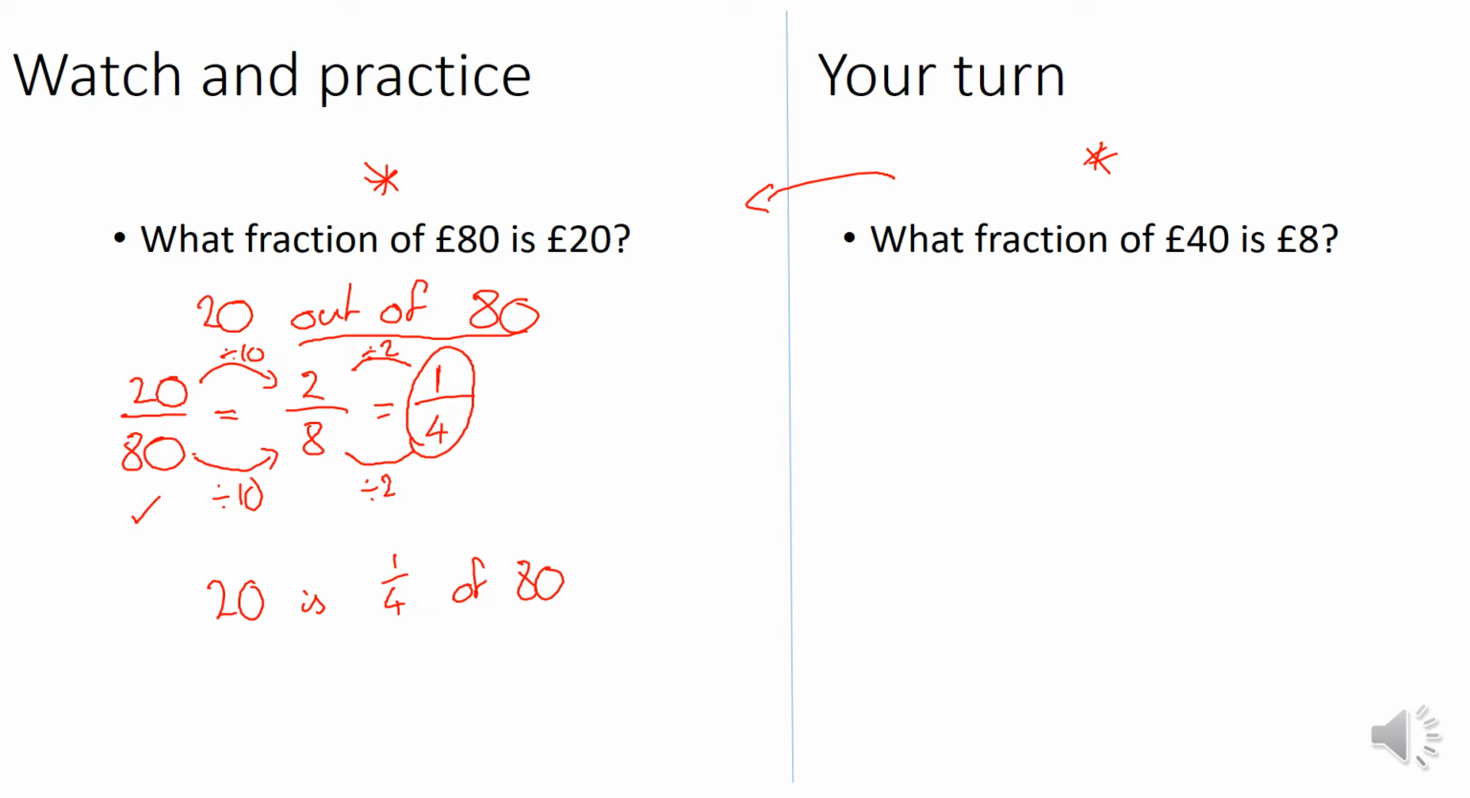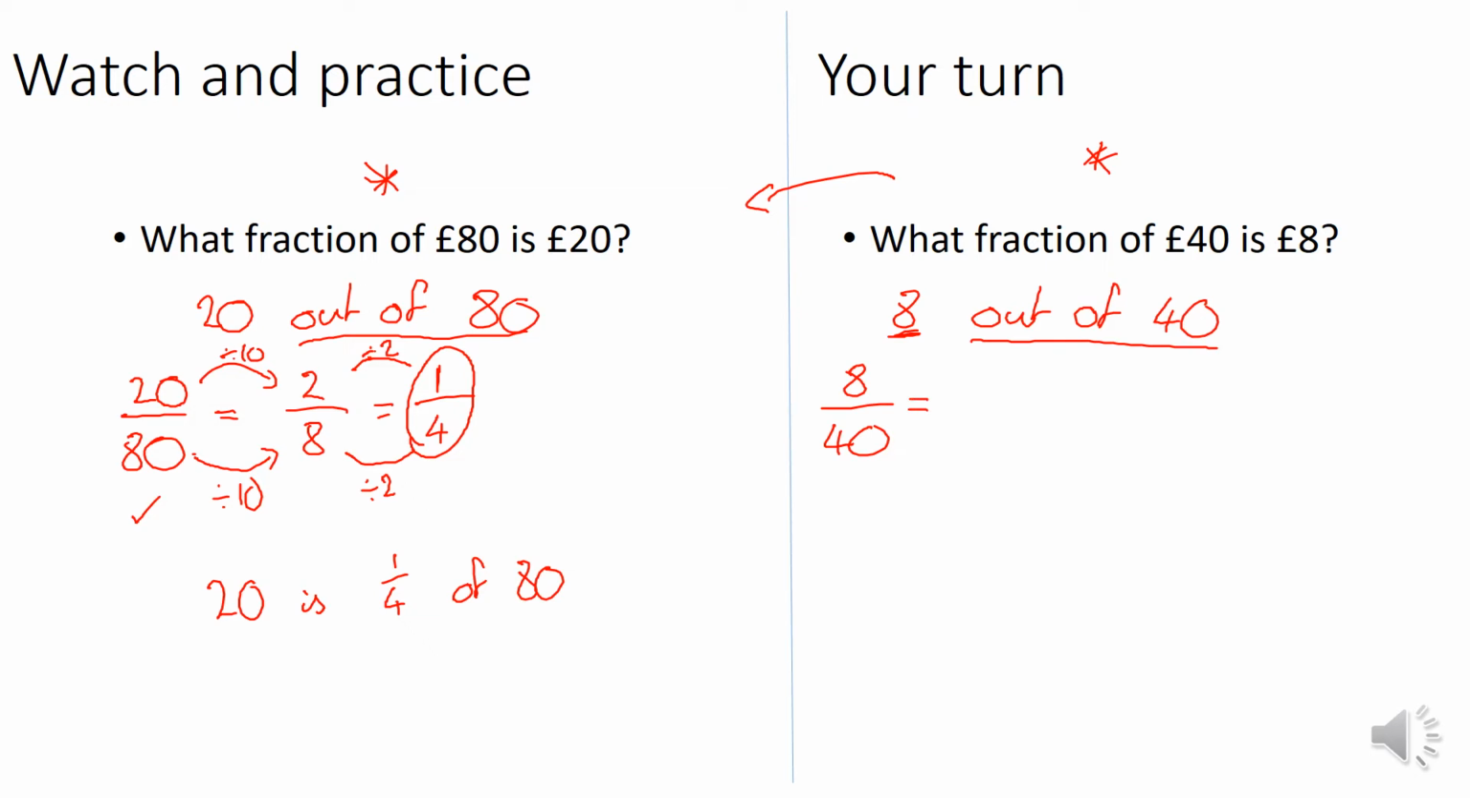Right, so what fraction of £40 is £8? So we've got 8 out of 40. Because it's out of 40, that tells us the bottom of the fraction is going to be 40. And we have 8, so the top of the fraction is going to be 8. So we've got our fraction now, 8/40.